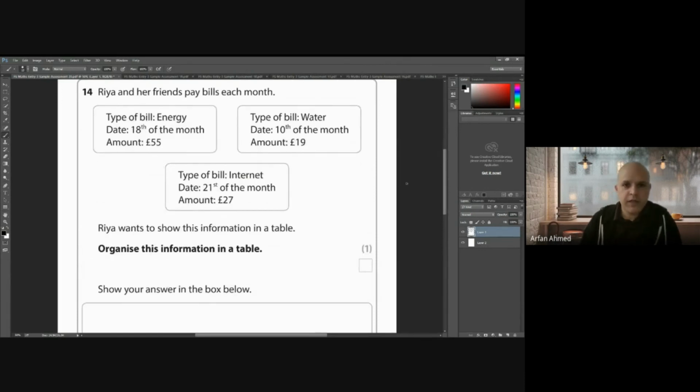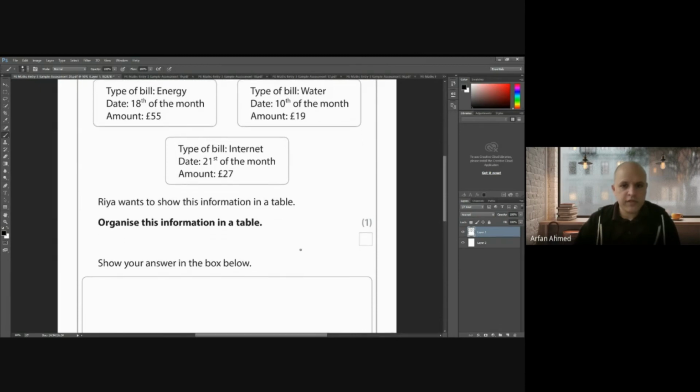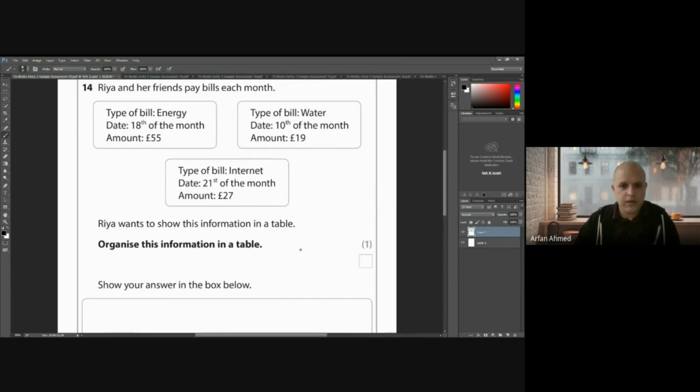Rita and her friends pay bills each month. Type of bill, energy. You've got type of bill, water. Type of bill, internet. Right. Ria wants to show this information in a table. Organize this information in a table. Right.